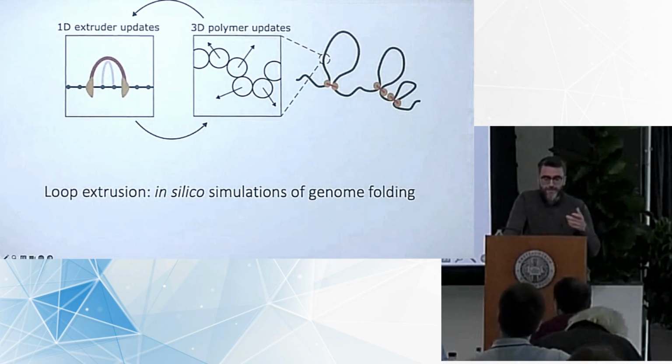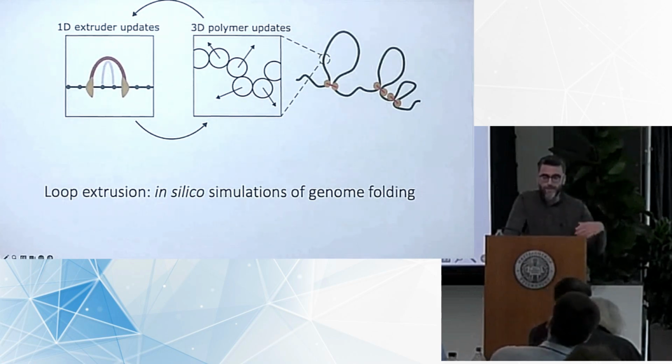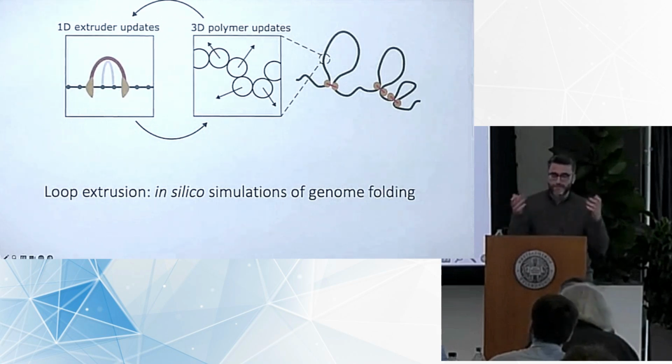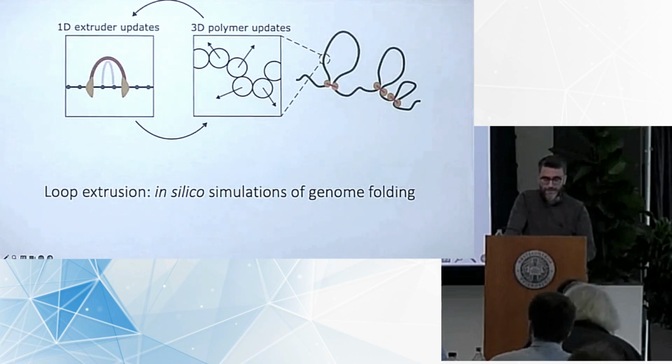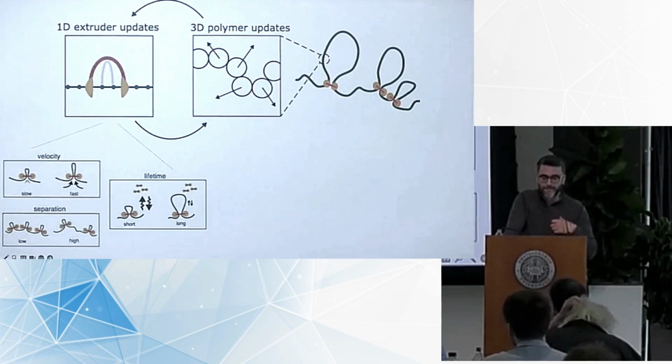We typically simulate loop extrusion by alternating between steps on a 1D lattice and 3D polymer movements. The 1D lattice keeps track of where extruders are along the genome, and as time progresses, extruder leg positions are updated, and extruders load and unload across the genome. The positions of these legs are then used to hold together some distal beads in 3D polymer simulations. Updates on this 1D lattice are determined by a set of parameters that just describe the dynamics of loop extrusion, the velocity, separation, and lifetime of these motors.